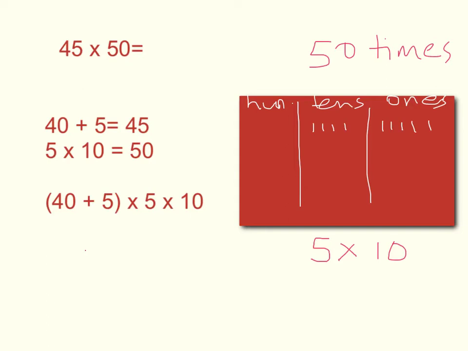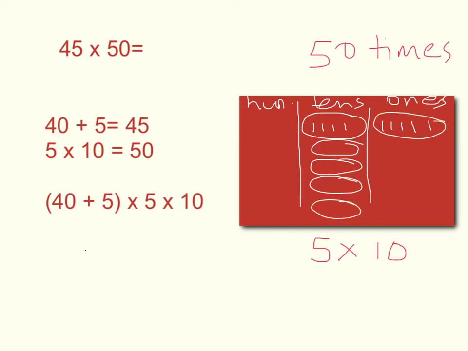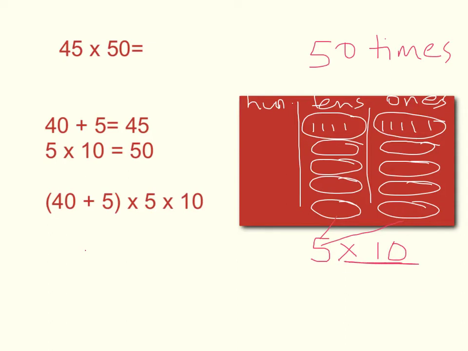This means that we need 5 groups of our 4 tens, which is 1 group, 2 groups, 3 groups, 4 groups, and 5 groups. And we need 5 groups of our 5 ones. That's 1 group, 2, 3, 4, 5 groups. Now we've multiplied the tens times 5 using the distributive property, and we've multiplied the ones times 5 using the distributive property. Now we have the times 10.